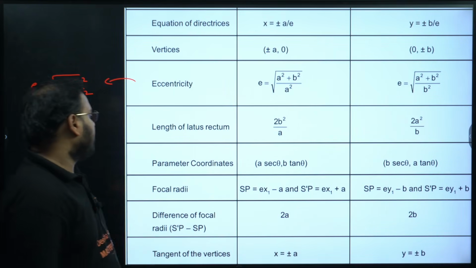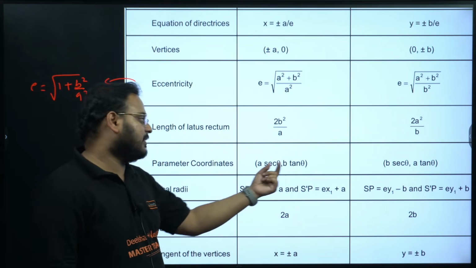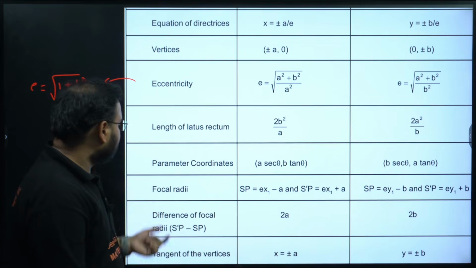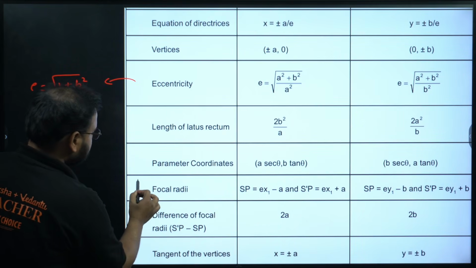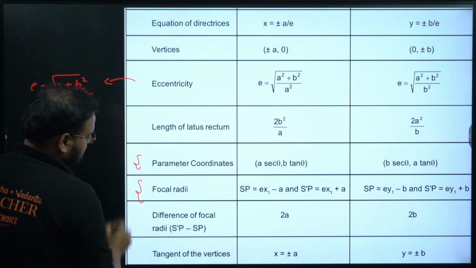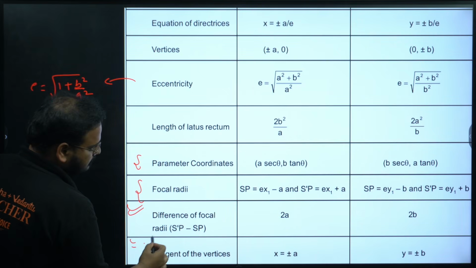Parameter in the coordinates: a sec theta, b tan theta. Parametric form. Focal radii: ex minus a. This is less used. This also is less used. This is again used.